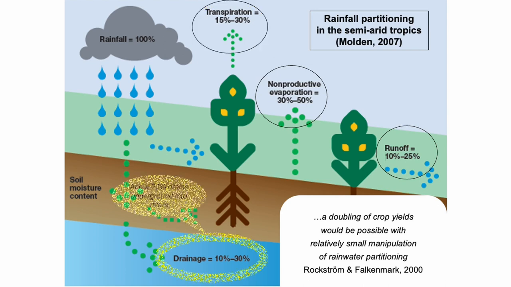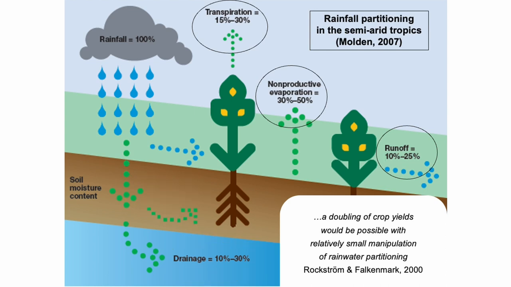Deep drainage accounts for, well, perhaps 20%, which may then flow underground into rivers. But most rainfall is effectively lost. Runoff may average 10-25%, and non-productive evaporation from the soil surface is an even greater amount. The numbers are just illustrative, but the principle is clear. Try to turn losses into productive transpiration that plants use to grow.